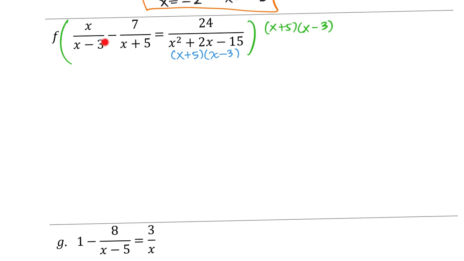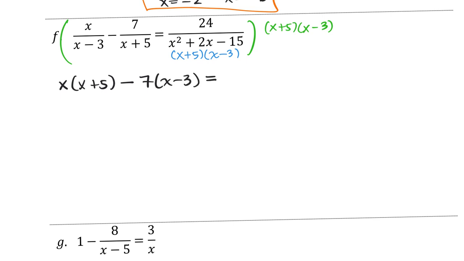Since there's an x minus 3 at the bottom, the x minus 3s are going to cancel. So I'm going to be left with the x and the x plus 5. I'm going to bring over the minus and the 7. For this next fraction, I have minus 7. If I multiply by x plus 5, x minus 3, the x plus 5 is going to cancel, and then the x minus 3 is going to be left over.